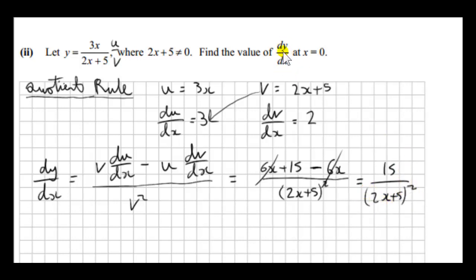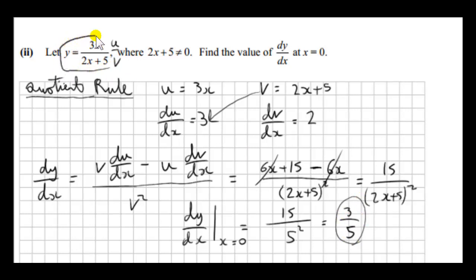And we want the value of the derivative at x equals 0. So we can write this in the following way. This vertical line means at x equals 0, is 15 divided by 2 times 0 plus 5. Well, that's just 5 squared. So we have 15 divided by 25. That's 3 over 5. So 3/5 will be the slope of this curve here, at x equals 0. Okay, so that's the geometrical interpretation that I discussed before. 3/5 is how quickly the function is changing at x equals 0.